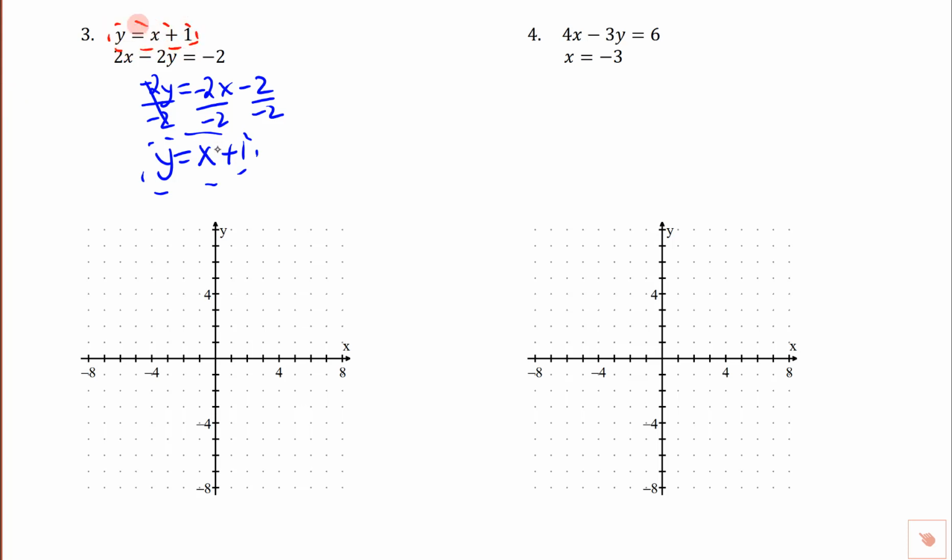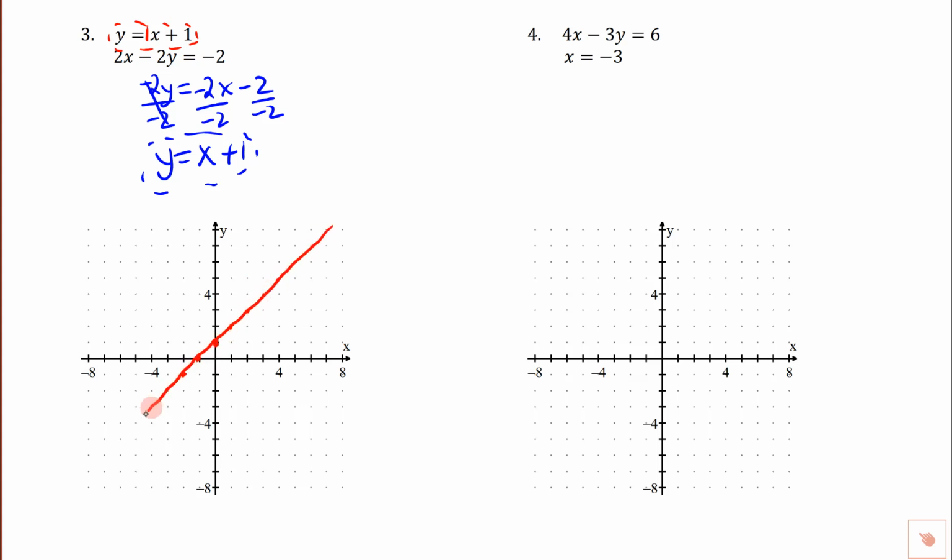And I'm hoping that you notice something about the two that we're going to graph. If I graph the first one, it crosses at 1. The slope is 1. Coefficient there's 1. So rise 1, run 1, rise 1, run 1. So we're going to go up 1 and right 1, down 1 and back 1, down 1 and back 1. So we get the line that looks like this.